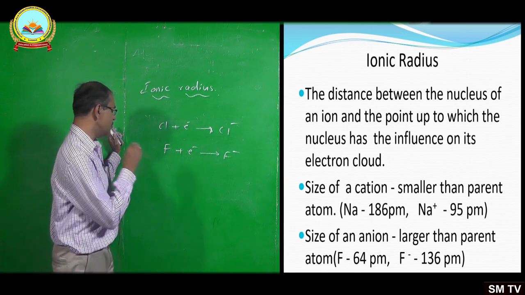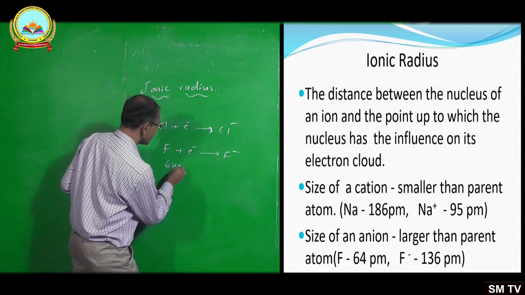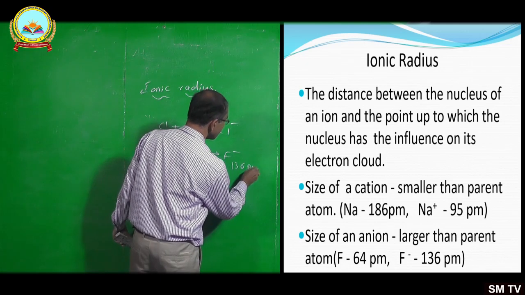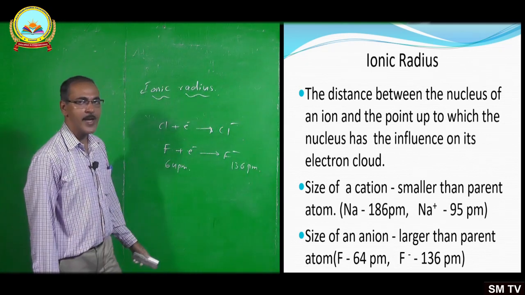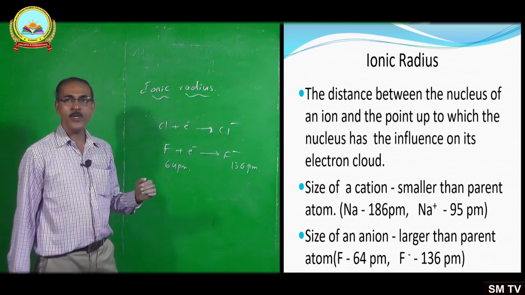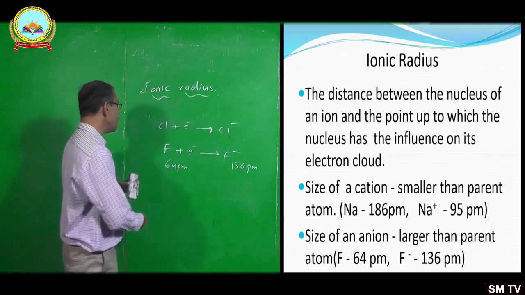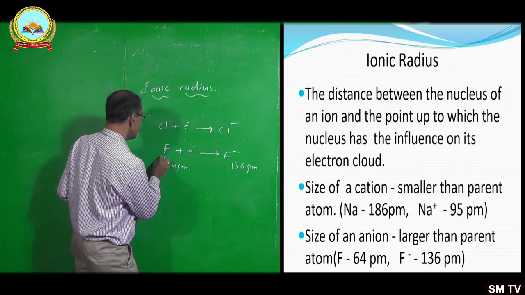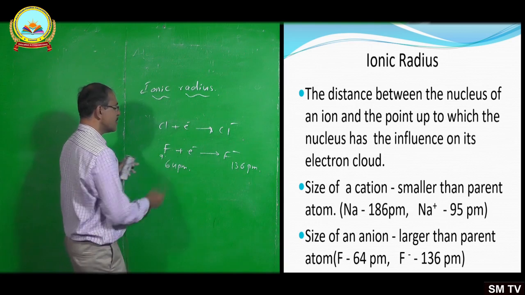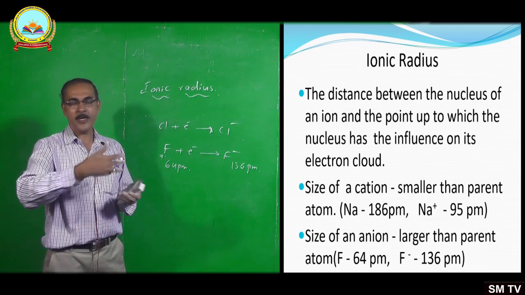Okay. Now, the radius of fluorine is 64 picometer. After gaining an electron, it is 136 picometer, F minus. See how the negative ion is formed? A negative ion is formed by gaining one or more electrons. Now, fluorine has atomic number 9. Okay, it has 9 protons in the nucleus and 9 electrons in its shells.